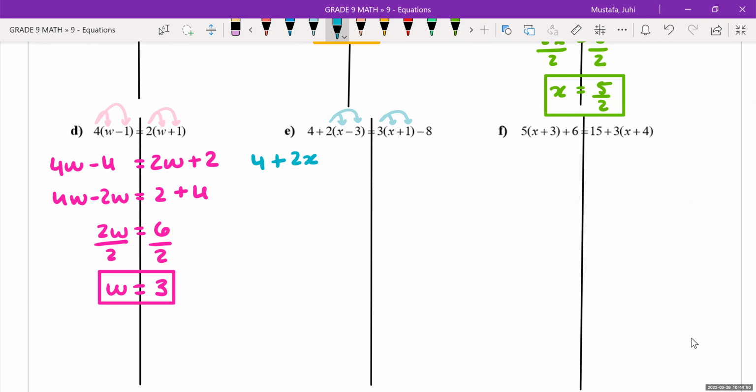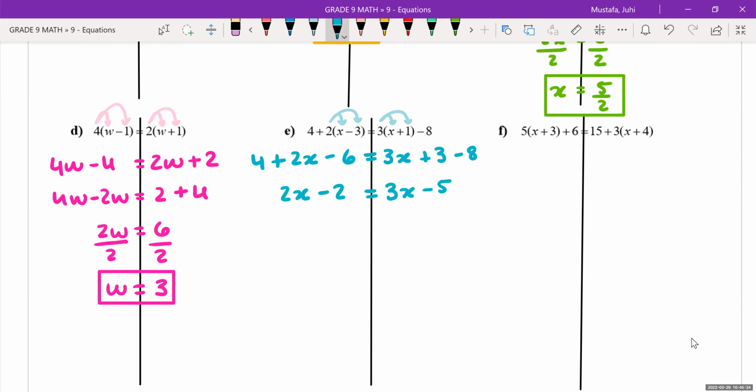2 times negative 3 is negative 6 is equal to 3 times x is 3x. 3 times positive 1 is positive 3 minus 8. Again, I clean up the left and I clean up the right before I start moving things over. So I have 2x and 4 take away 6 is just minus 2. And then I have 3x here. Positive 3 take away 8 is just negative 5.